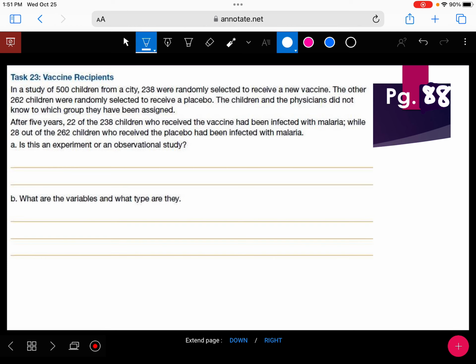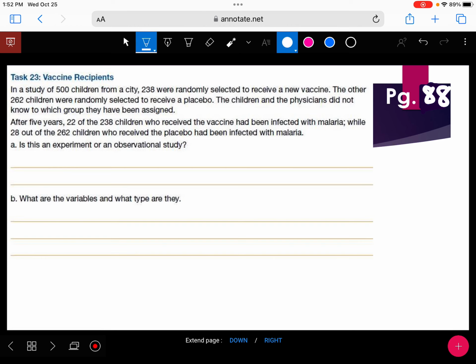All right, so we've got here this study of 500 children were randomly selected to receive a new vaccine. So 238 were randomly selected to receive a new vaccine. The other 262 children were randomly selected to receive a placebo. So they were selected. The children and the physicians didn't know which group they'd been assigned. So they had 500 syringes. They don't know which one's which, but they were documented and were randomly assigned. After 5 years, we have all this data here.